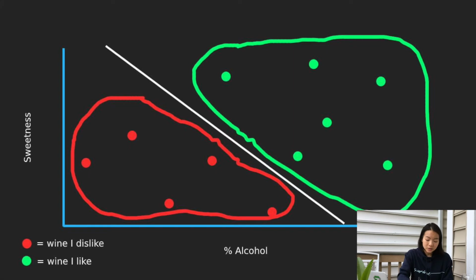Instead, let's say we choose a point up here, something that is pretty alcoholic and pretty sweet. Well, everything else around it is something that I'd like, so chances are this would be a wine that I would probably like. And on the other hand, if something else is down here, something that's not alcoholic and not that sweet, this is something that I probably wouldn't like. And so a classifier is basically making a bunch of classifications based off the data like this.